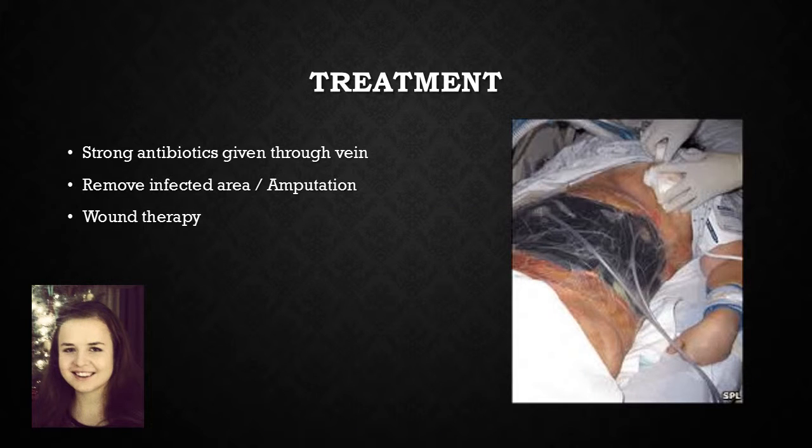For treatment of necrotizing fasciitis, the most common treatment is strong antibiotics given through the vein. Also, a big thing that needs to happen if the infection spreads a lot is you need to remove the infected areas. This often involves removing tissue, or if it's a big enough area, like in your arms or your legs, then you need amputation.